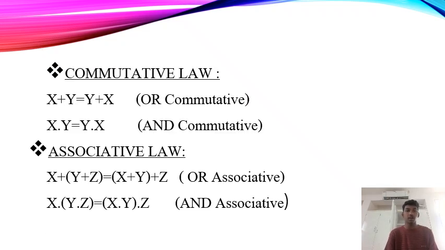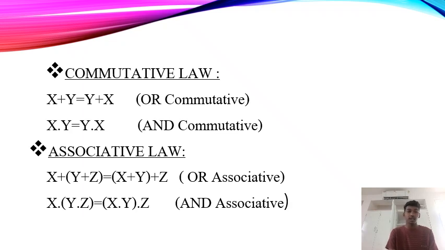And the commutative law has two inputs, x and y. x plus y is equal to y plus x. This is called OR commutative, because the operation between the two inputs is the OR gate. And for the next one, x into y is equal to y into x. It is called AND commutative, because the operation between the two inputs acts as AND.